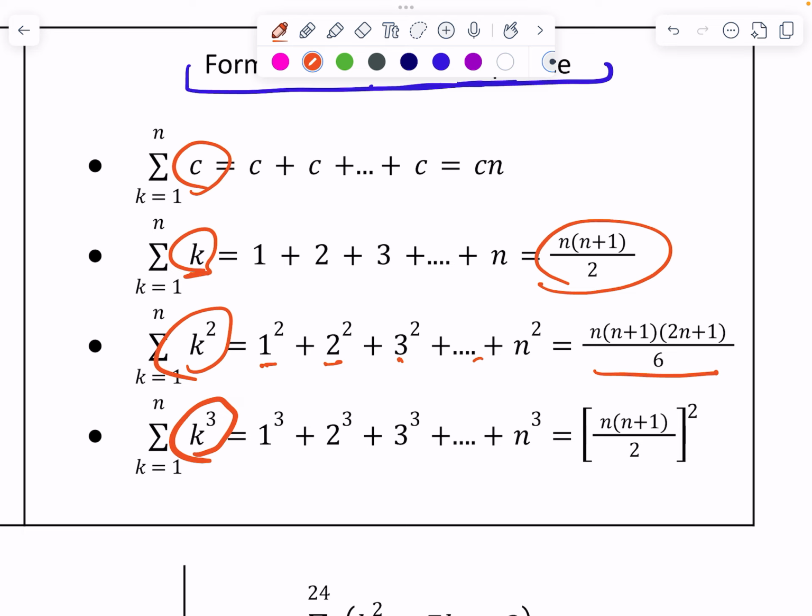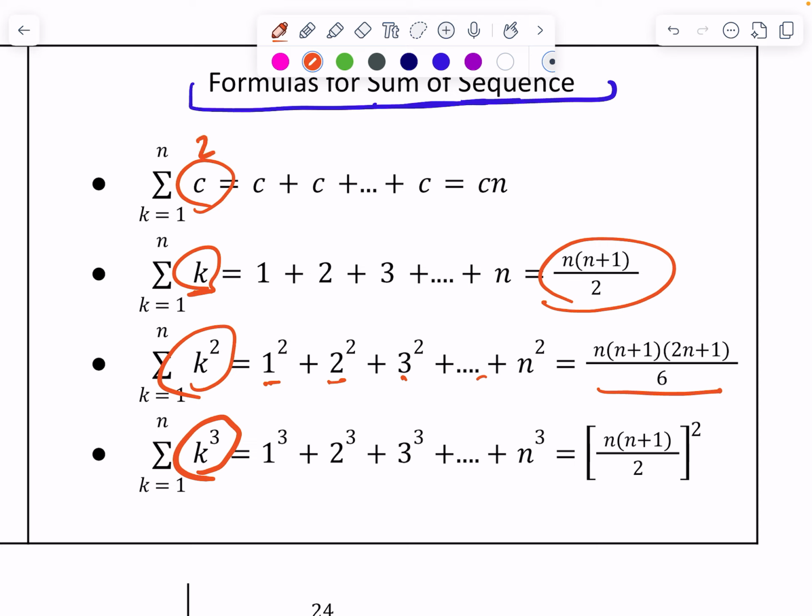And then this is the constant. Like I said in the previous example, this number could be 2. If C is 2, then we're just saying, hey, 2 plus 2 plus 2, what would that add up to? Well, it depends on n. If n is 20, so if we're adding the first 20 twos, then it's simply 2 times 20, which will be 40.